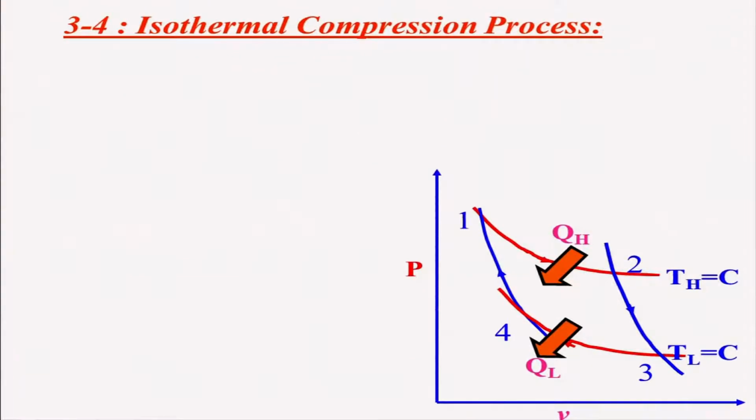So, let us consider the isothermal compression process, that is 3 to 4. Again, in the same way I can write down that Q34 is equal to RTL ln V3 by V4, which is equal to W34.